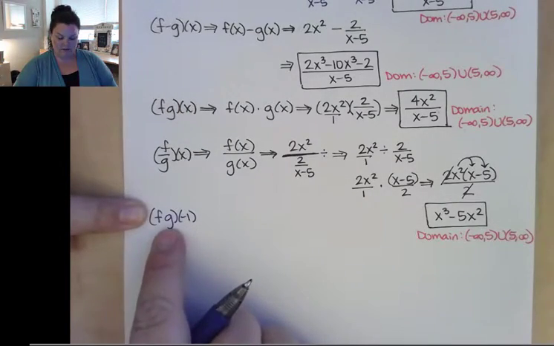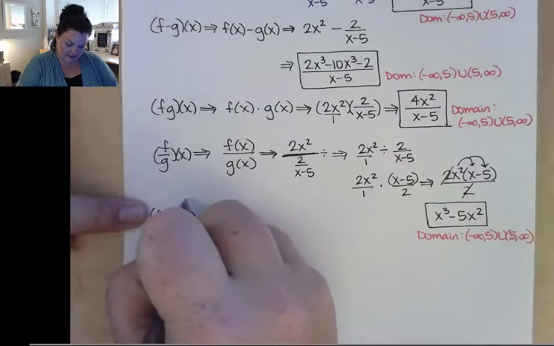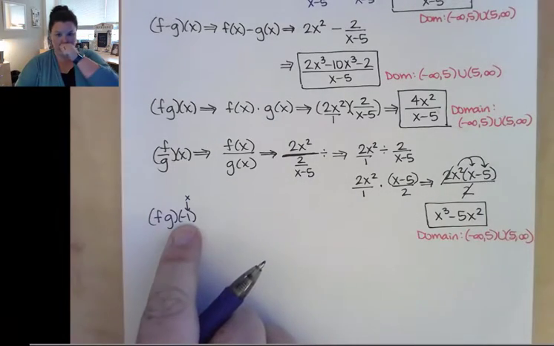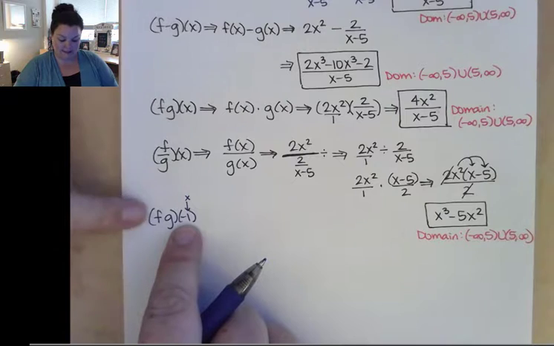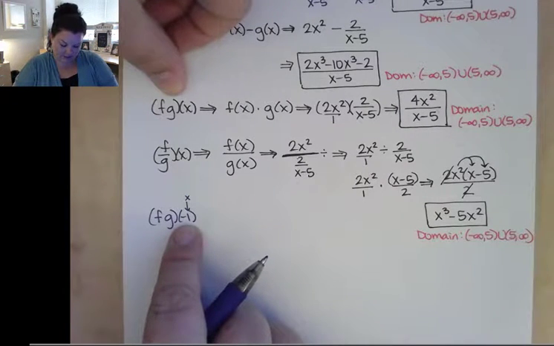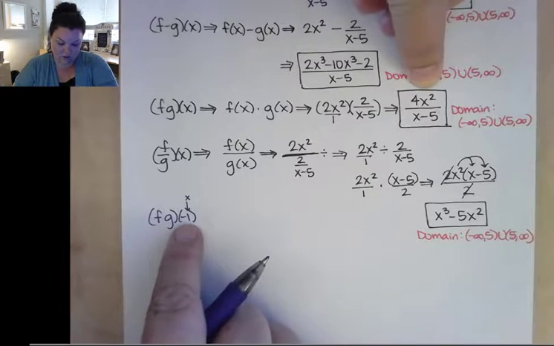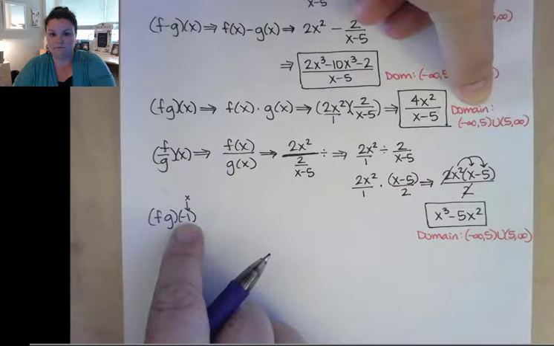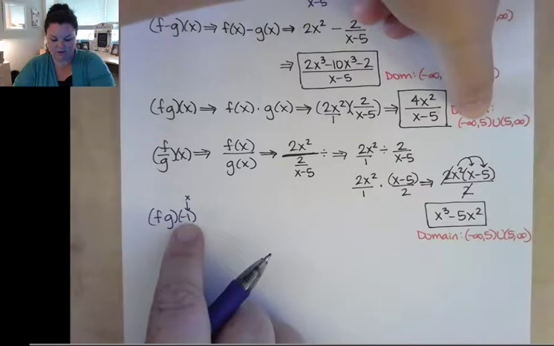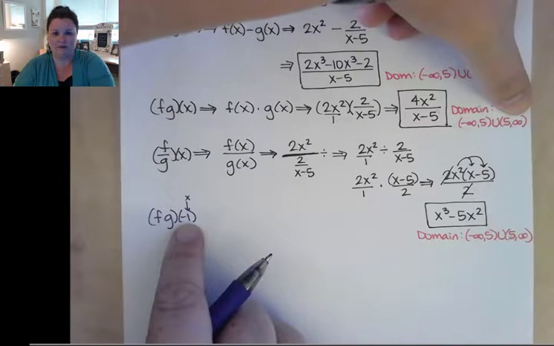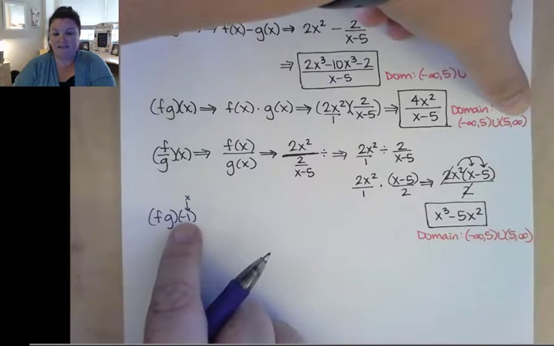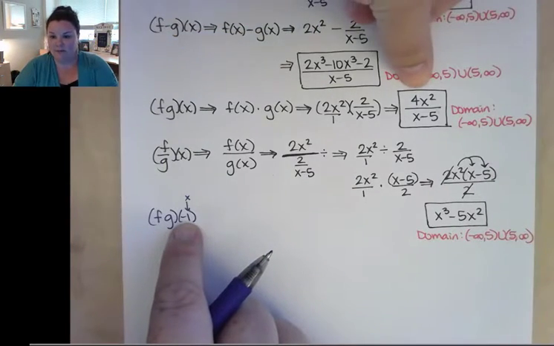F times g. So let's look at that because I need to see, is this x, this x of -1, in the domain of f times g? So here's f times g. Here's my f times g function. Is -1 in this domain? My domain says it can be anything smaller than 5 or larger than 5. It just can't be 5. So since -1 is not 5, then I can go ahead and plug it in.